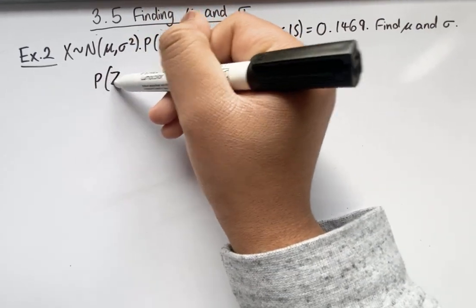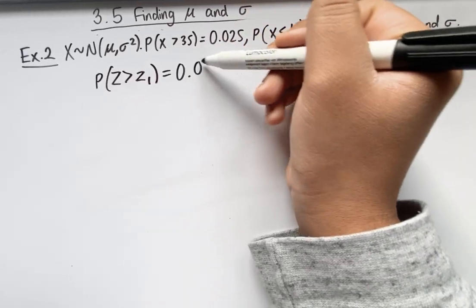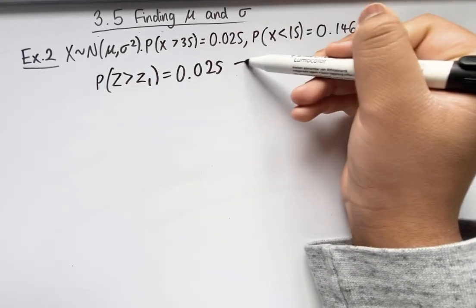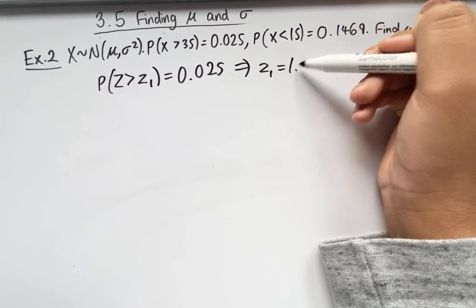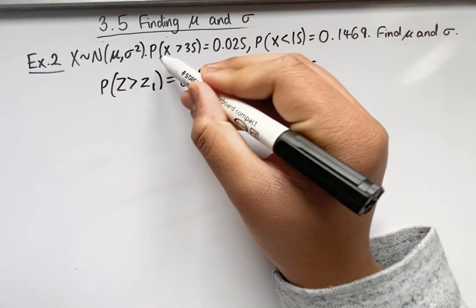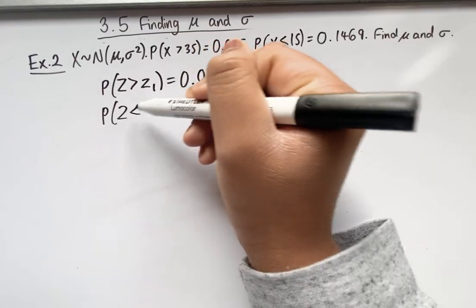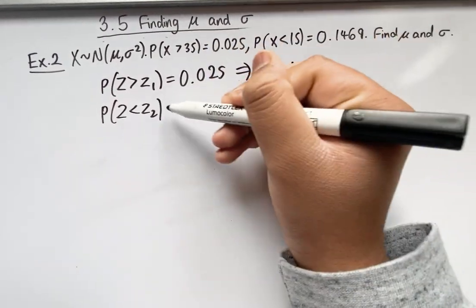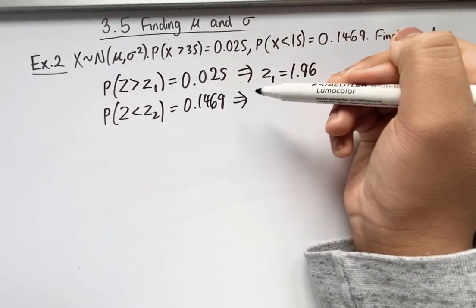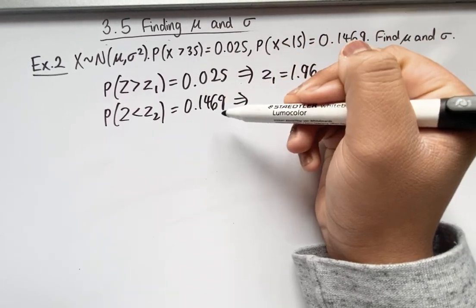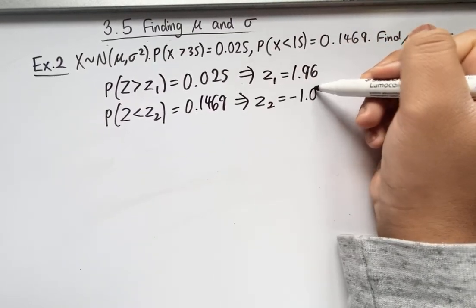So we know that the probability that z is greater than z1 will be equal to 0.025. And using the inverse normal or the table, you can get z1 is equal to 1.96, and this will correspond for the probability that x is greater than 35. We then need the probability that z is less than z2 for this one, which will be equal to 0.1469. We can't use the table in the formula booklet because this isn't a standard value of p, but we can use the inverse normal, which will give us z2 is equal to negative 1.05.